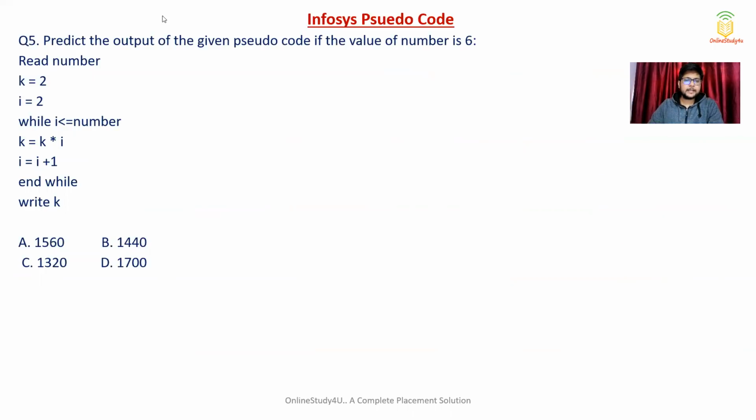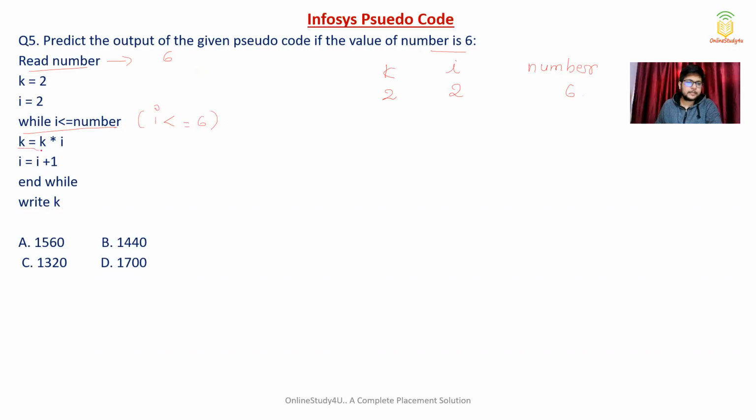So let's move on to the next question. Predict the output of the given code if the value of number is 6. Fine. So my read number, initially my number is 6 as given in the question. Now k is equal to 2, and i is equal to 2 as well. And my number is 6. While i is less than or equal to 6.